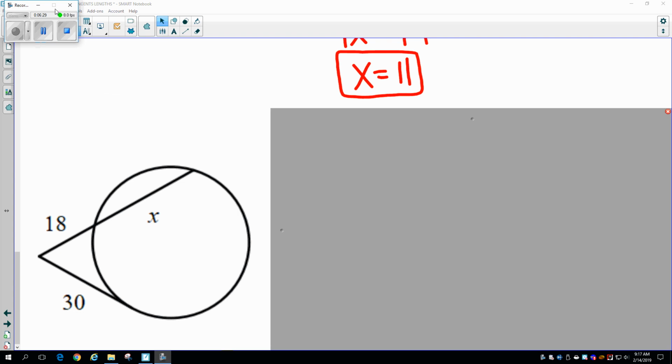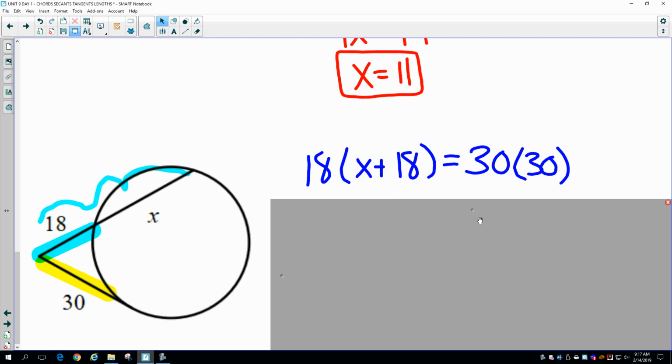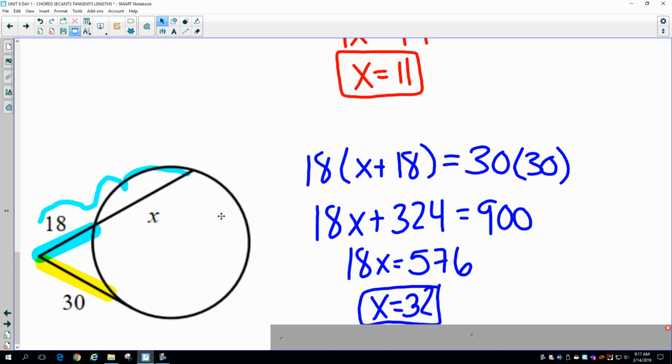Okay, we'll do one last one like the tangents. So I have a secant, outside's 18. The whole thing is both of these pieces added together, so x plus 18. And when I have a tangent, the outside is the same as the whole piece because the whole piece is outside of the circle. So the outside and the whole are both 30. Make sure I distribute here. Make sure you do 30 times 30. You put it in there twice, not just once. And we find out that the inside piece of the secant segment is 32 long.